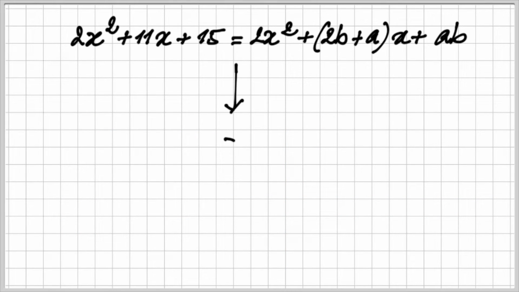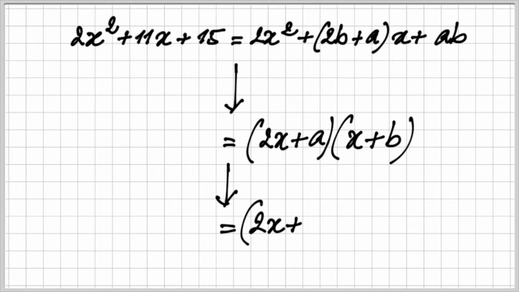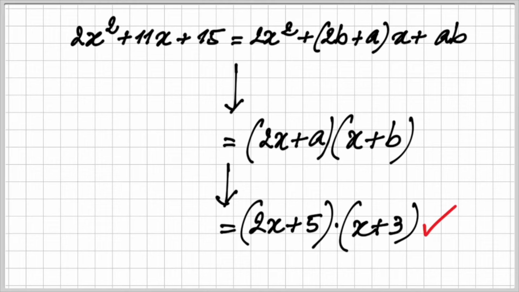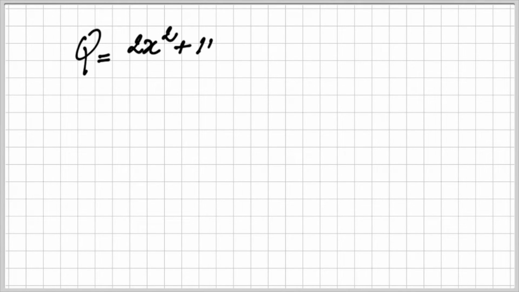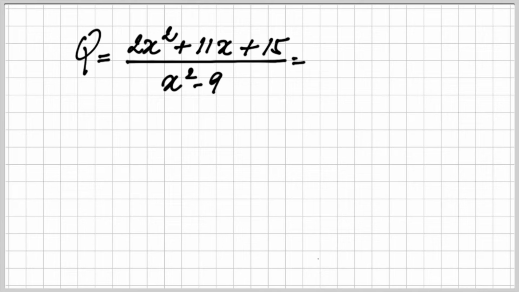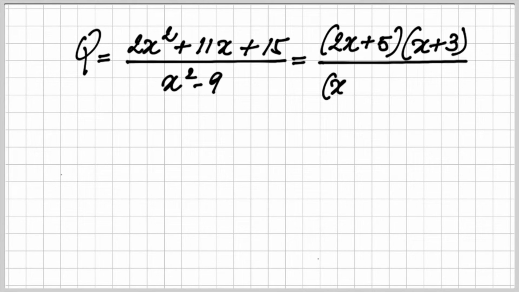And we find for the expression 2x squared plus 11x plus 15 is (2x plus a) times (x plus b). We know a is 5, b is 3, so finally we find (2x plus 5) times (x plus 3). And now we can bring all that information back into our division, and we find in the numerator (2x plus 5) times (x plus 3) divided by (x plus 3) times (x minus 3).